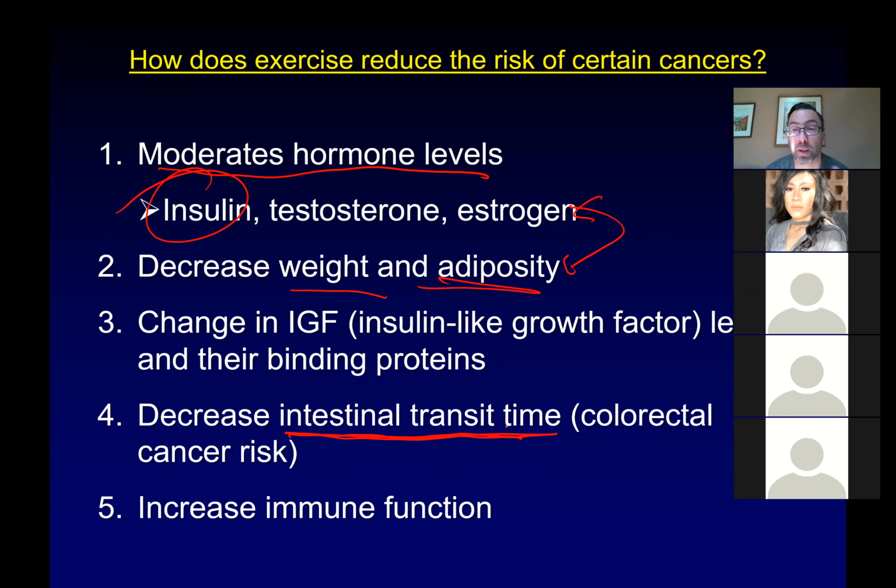Okay. And by spending less time in your intestines, there is a reduced amount of time for which any kind of chemicals or carcinogens that might be in the food can get absorbed into your body and into those particular cells. So that is one of the ways we see some of the largest influence of exercise is on the decrease in colorectal cancer risk.